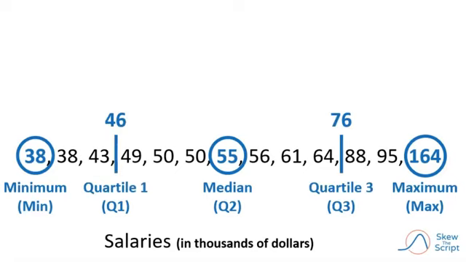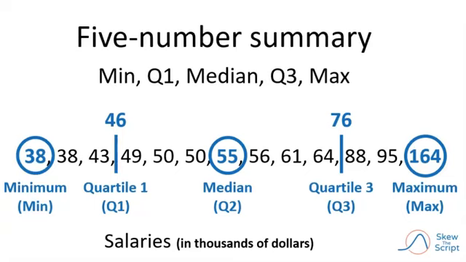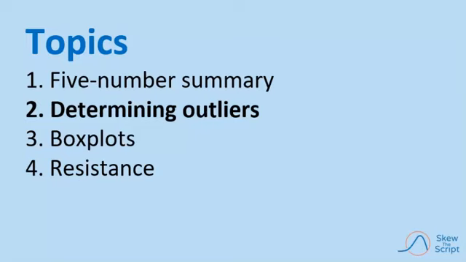And next, we're going to add in the quartiles. Q1 is the $46,000 that one employee makes, and Q3 is the employee that makes $76,000 per year. These numbers together are what we call the 5-number summary. These give us an overall sense of the scale and variation in this data set.